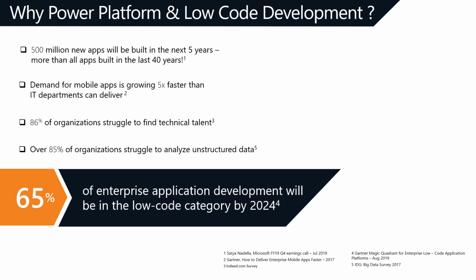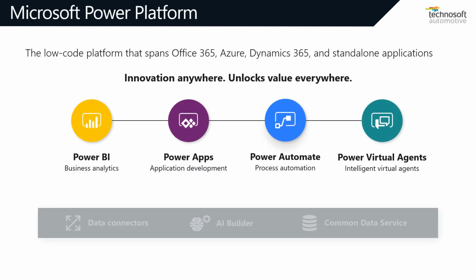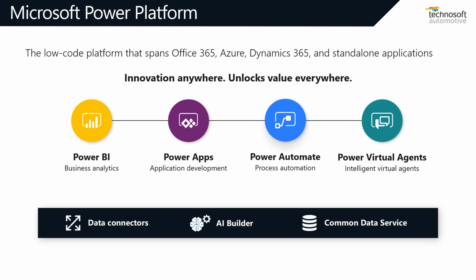So with all of these changes going on, Gartner projected that by 2024, 65% of enterprise application development will be using low-code tools. And this is happening across all industries, across segments and all markets. That's why Microsoft launched a product called Microsoft Power Platform, which is a single low-code platform across all of Microsoft, from Office 365, Dynamics 365, Azure, as well as your standalone applications.